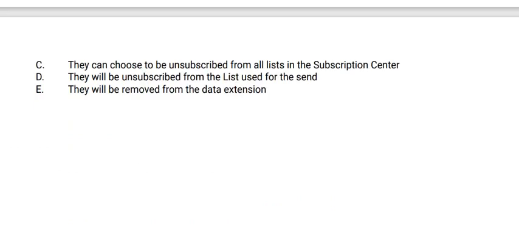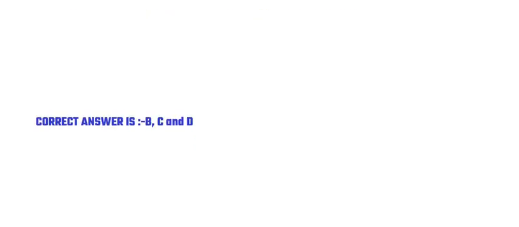Option C, they can choose to be unsubscribed from all lists in the subscription center. Option D, they will be unsubscribed from the list used for the send. And option E, they will be removed from the data extension. The correct option is option B, C, and D.